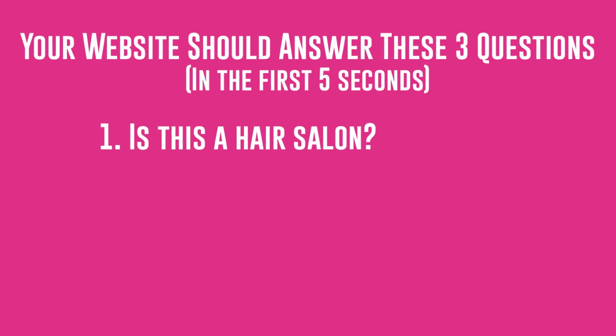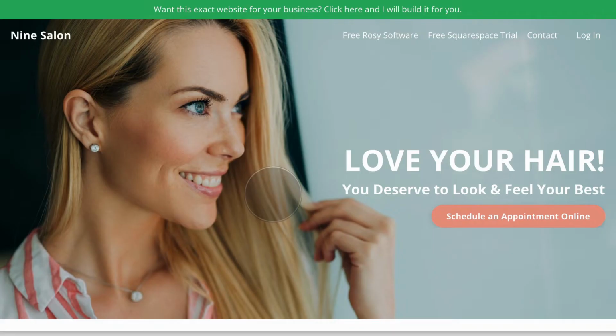The first question that they're asking is, is this a hair salon? So you'll notice right here in the logo section, it says 9 salons, so they can tell it's a salon. And then it says love your hair, right in bold. And then she's touching her hair. So there's lots of different things through the imagery and through the text that lets the visitor know immediately, without having to read more than 3 to 5 words, that this is a hair salon. So that checks the box on that.